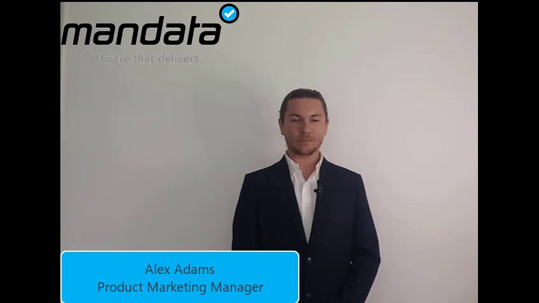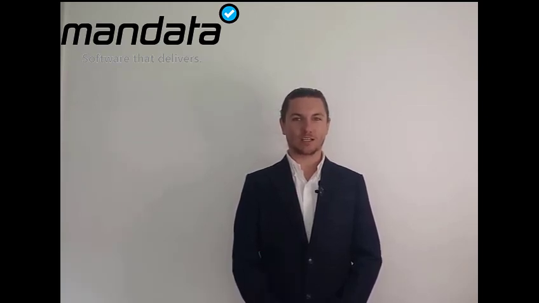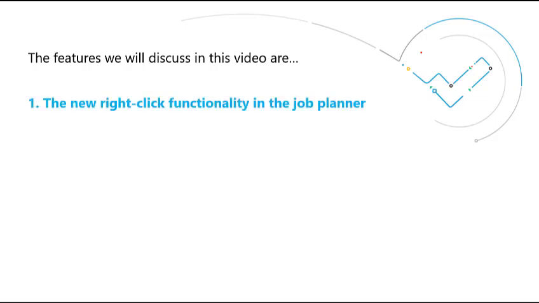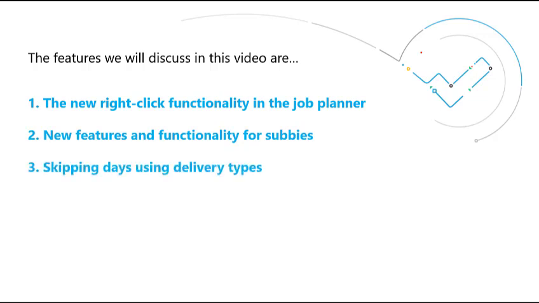Today, we're going to have a look back at all the great new features we released in Mandata TMS this past quarter. The features we will discuss in this video are the new right-click functionality in the Job Planner, new features and functionality for subbies, skipping days using delivery types, and Amazon-specific fields for link to pallet line.